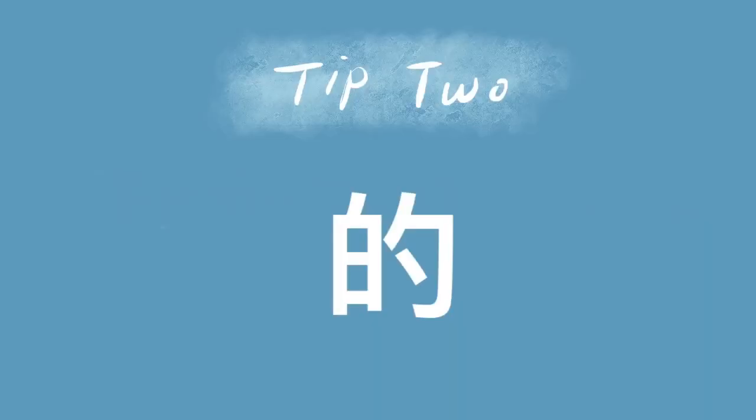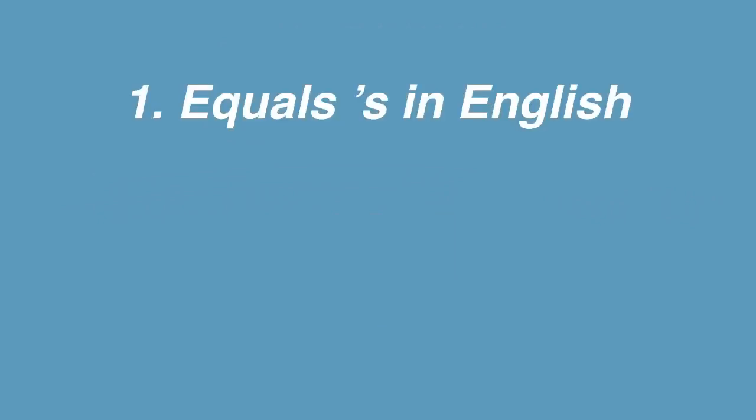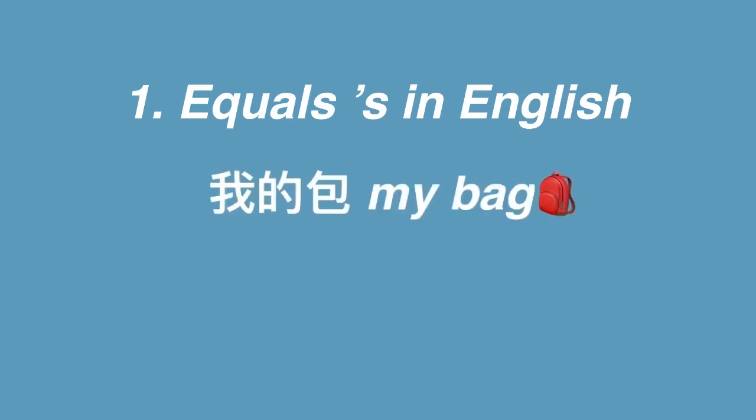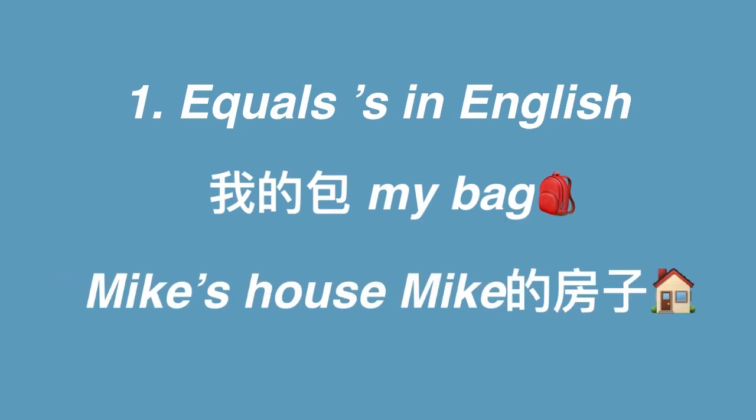The second tip is to utilize a magic word called 的. There are two major functions of 的. The first one equals the apostrophe plus s in English, meaning something belongs to someone. For example, my bag, 我的包, Mike's house, Mike 的房子. So this is the first function of 的.